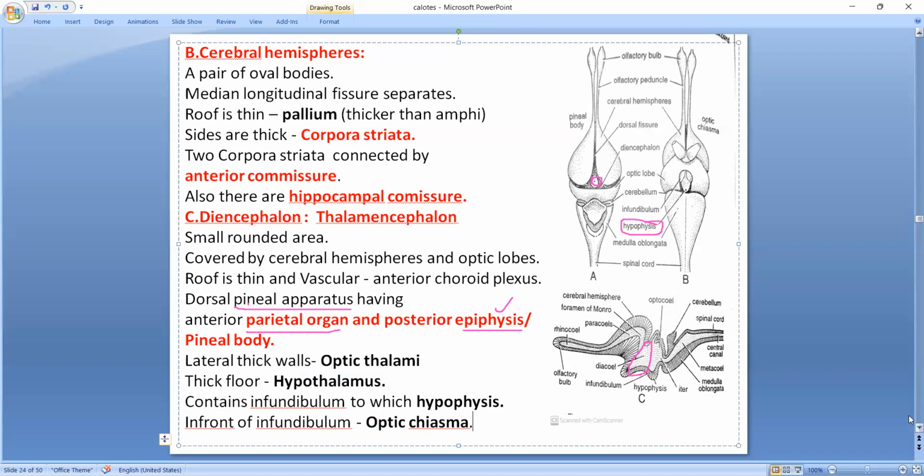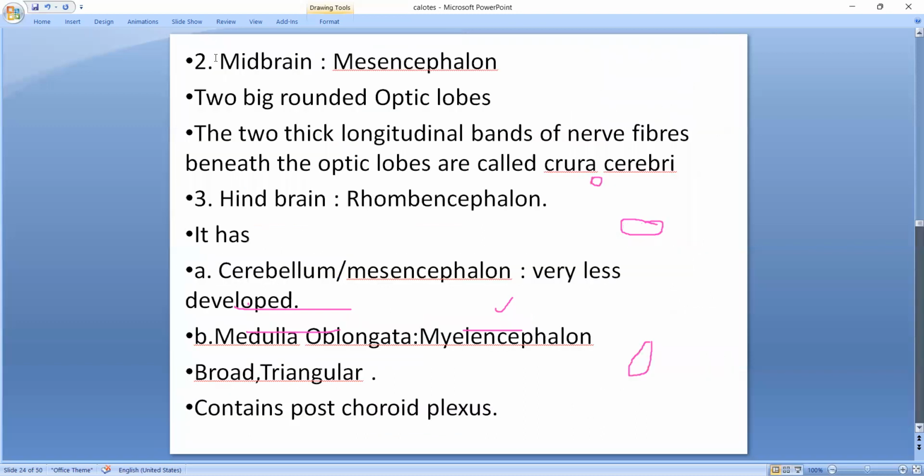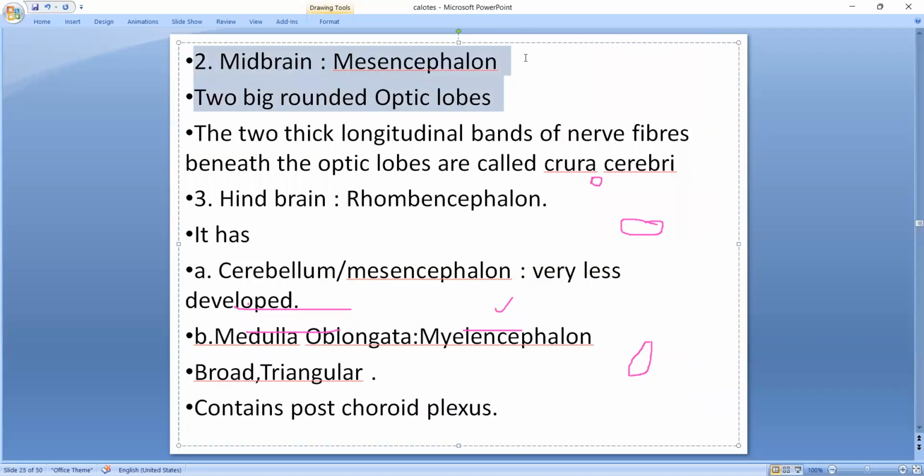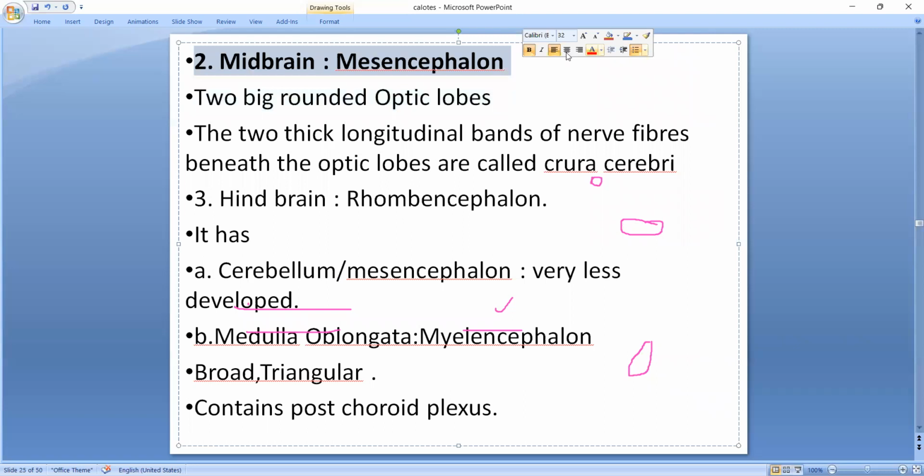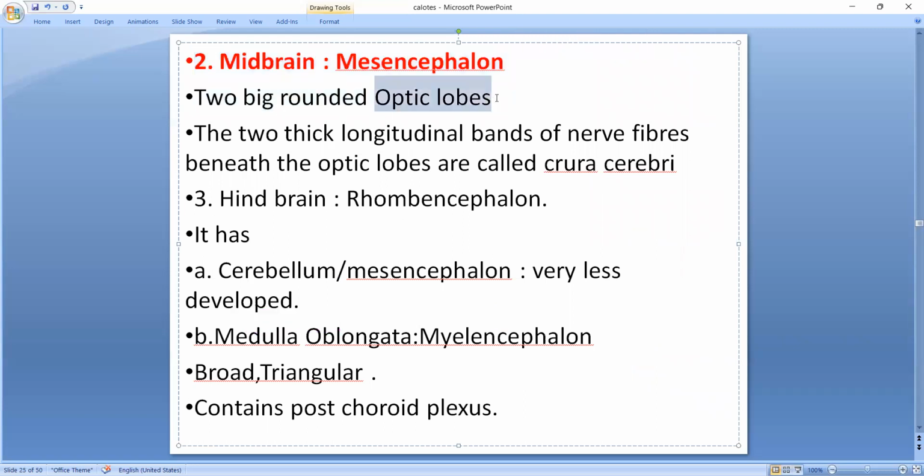Okay, so that is present in the diencephalon. And then the midbrain, also known as mesencephalon. Two big rounded optic lobes are part of the midbrain. The two thick longitudinal bands of nerve fibers beneath the optic lobes are called crura cerebri.